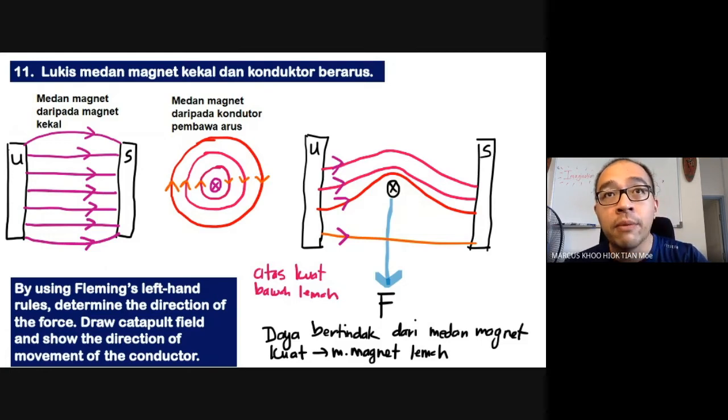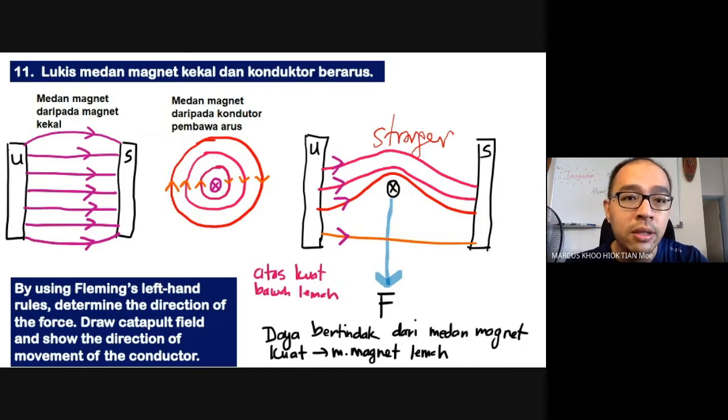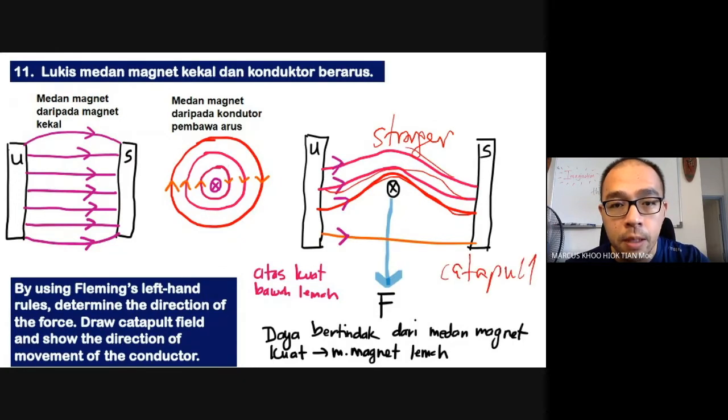Secondly, when you draw a resultant force drawing, there should be more lines to represent the stronger force, and usually it's just one line to represent the weak magnetic region. Usually we just draw one line, and the weak magnetic region is a straight line. The strong magnetic field you draw as if you are drawing many catapult rubber bands, which is why we call this a catapult field, or catapult force, because the shape looks like a catapult.